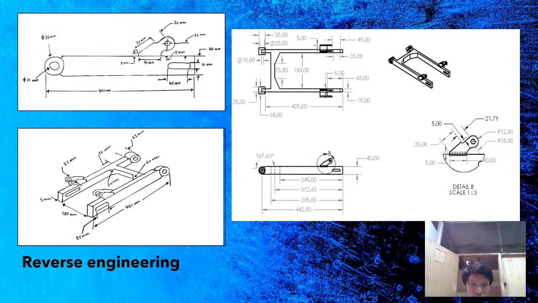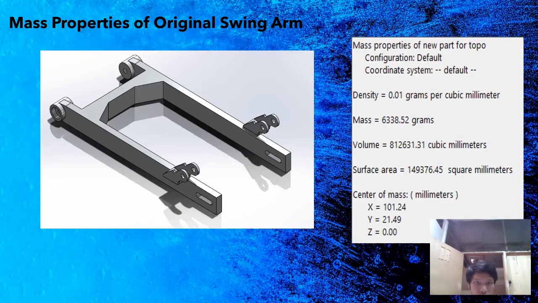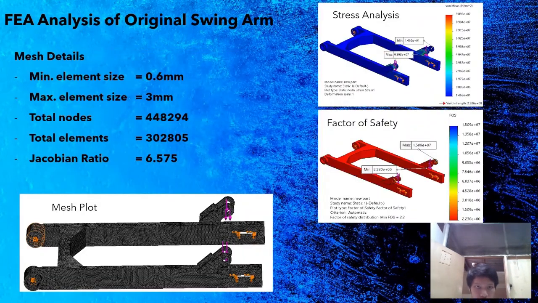For the reverse engineering, sketches are made from the original swing arm. So this is what the sketches look like, and we draw it using SolidWorks, and these are the drawings in the SolidWorks. For the mass properties of the original swing arm, it has an original mass of 6.3 kg. And then to ensure the functionality of the original swing arm, we did FEA analysis on the original swing arm.